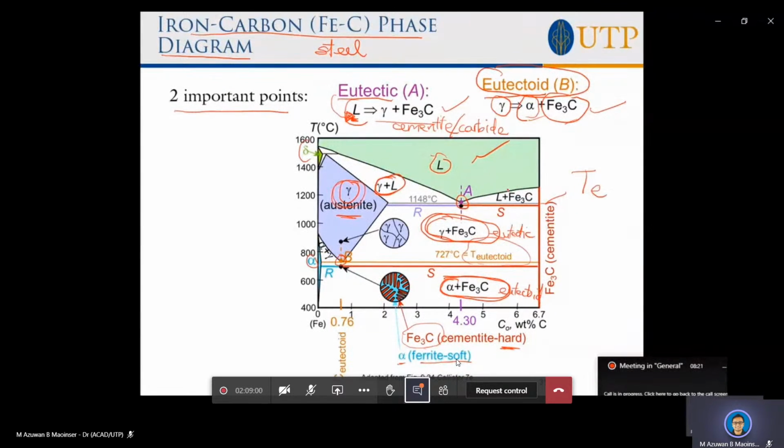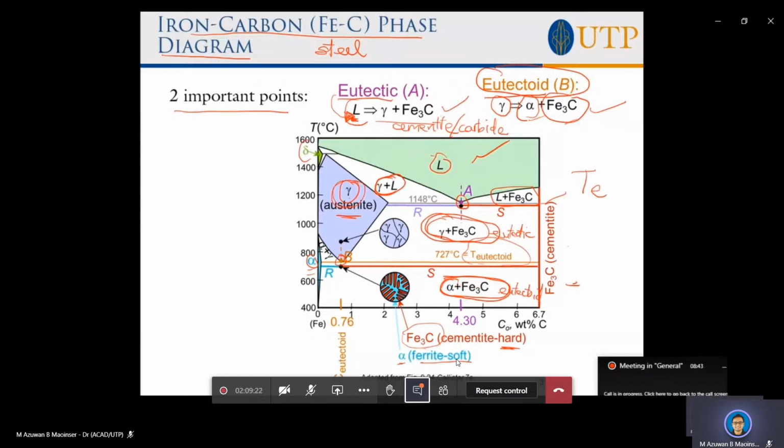Over here, I have liquid, and also the boundary is with cementite. So I have liquid and cementite. All right, over here, what do I have? I have a boundary between gamma and also cementite. Therefore, I have gamma and cementite. And down here, I have a boundary between alpha and cementite.